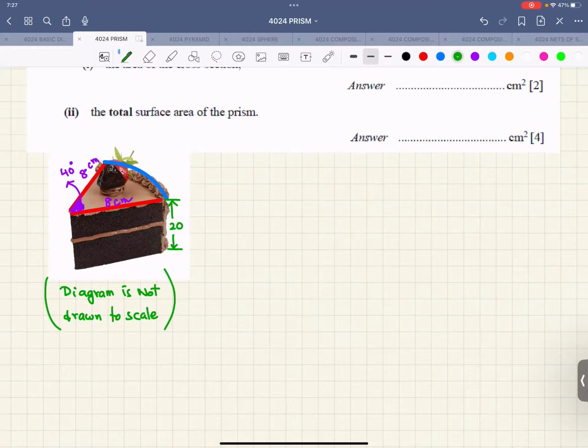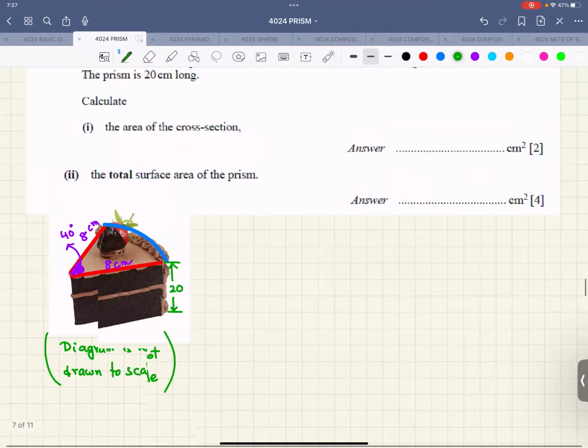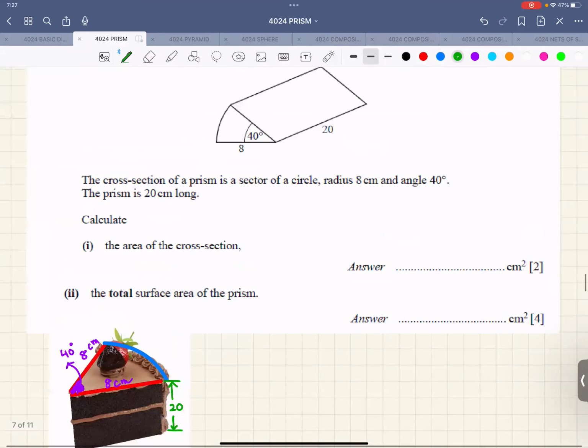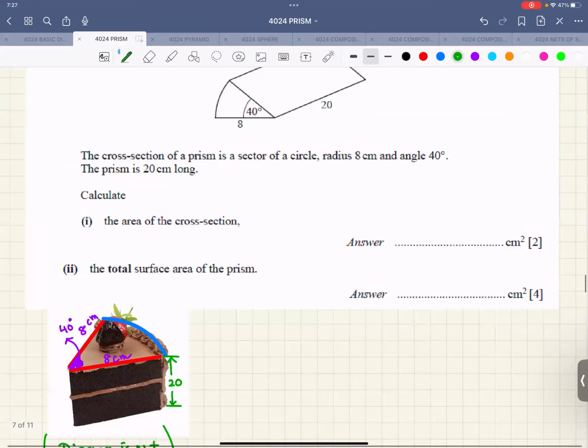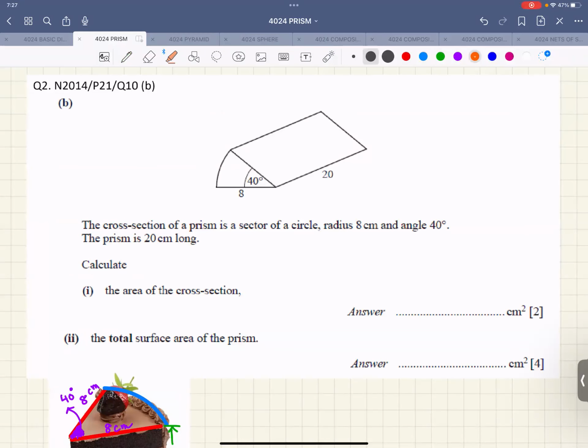Okay, so the diagram is not drawn to scale. What do we need? Calculate the area of the cross section. Now keep in mind, whenever you solve a question, since we are doing topical questions, make sure whether it's paper 1 or paper 2. This is a paper 1 question, so it's without the calculator. So now the first thing, area of cross section.